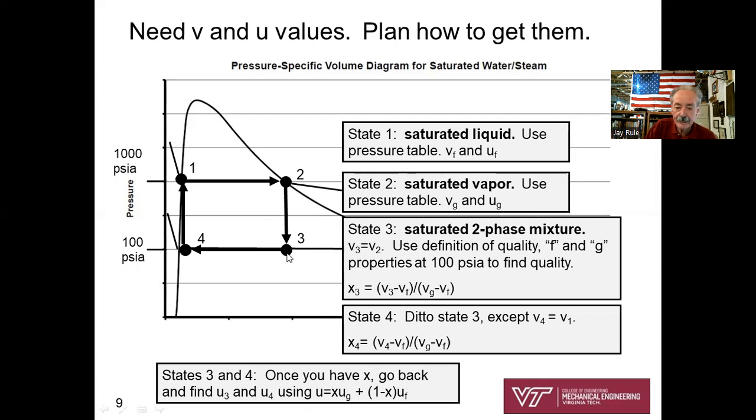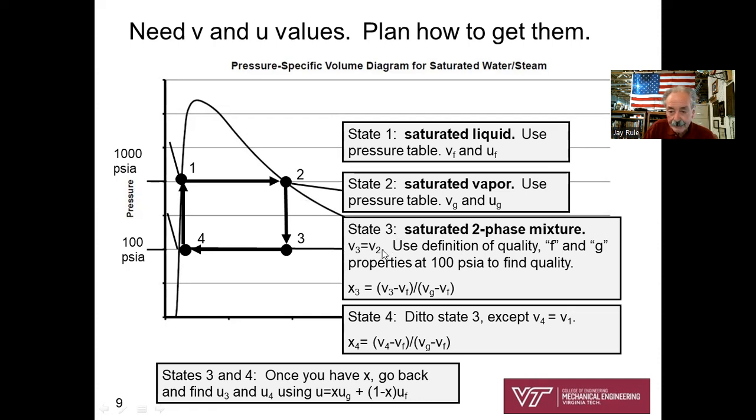Now, I need V3. How am I going to get V3? I observe from my PV diagram that I've got a vertical line, 2 to 3. That means V3 equals V2. Specific volume 3 equals specific volume 2. Well, what do I know? Okay, can I get the quality? Can I get X3? I think I can, because look, V3 equals V2, so I've got a number. Then I can look up V sub G and V sub F at 100 PSI from my pressure table.